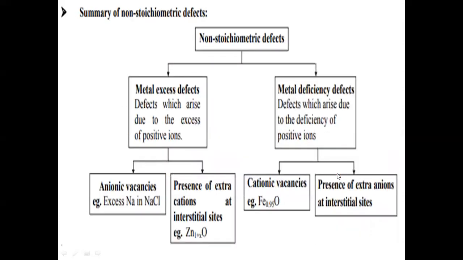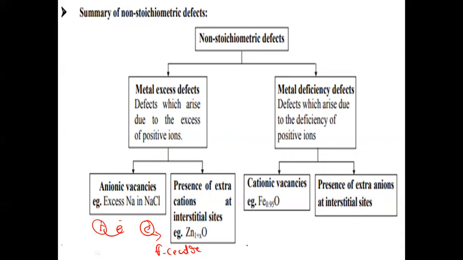Then, summary of non-stoichiometric defects. Non-stoichiometric defects are classified into metal excess as well as metal deficiency defect. Metal excess defect arises due to the presence of extra cations at interstitial sites, and the second way, that is anionic vacancy. Here you have to remember one thing: in anionic vacancy, if an electron occupies the anionic vacancy, that particular region is known as F center. What is meant by F center? An anionic vacancy occupied by an electron is known as F center.